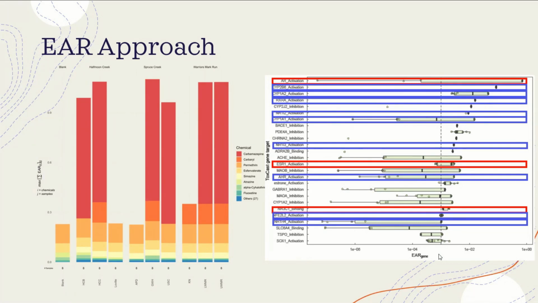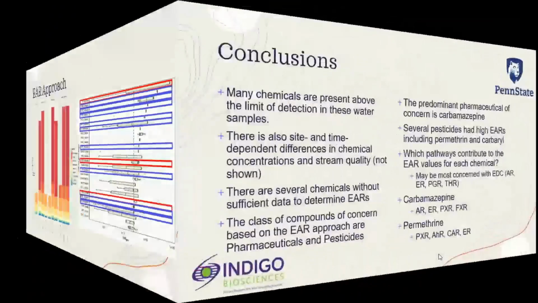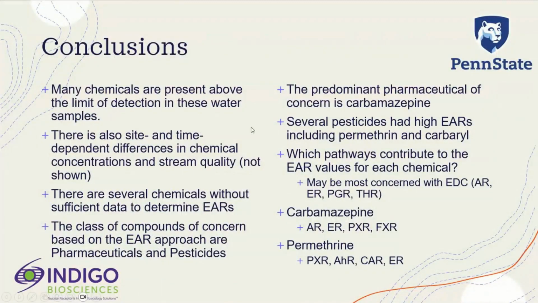So some concerns here, we can start to prioritize which pathways are of most concern. But you can see that we're now taking advantage of known mechanisms for these chemicals, and we can start to prioritize sites and times and chemicals based on their ability to interact with these receptors.